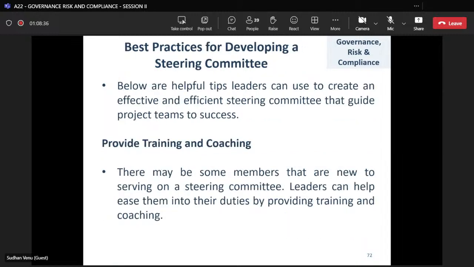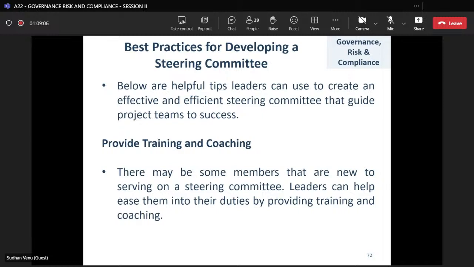And the best practices in order to develop the steering committee that we have given. So the best practices are about making the steering committee in an effective and efficient way, so that the committee guides all the projects to success. The best practices include providing training and coaching.